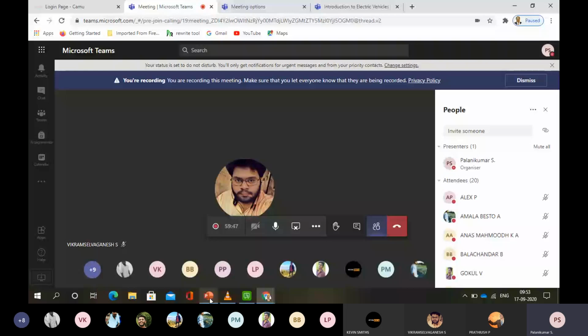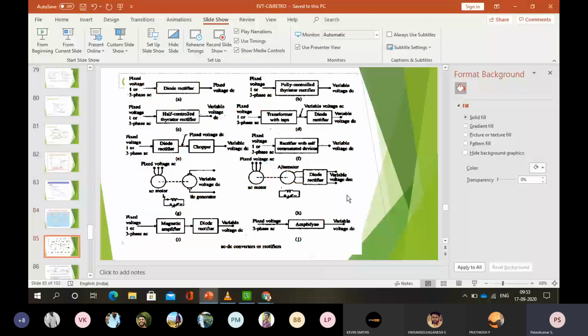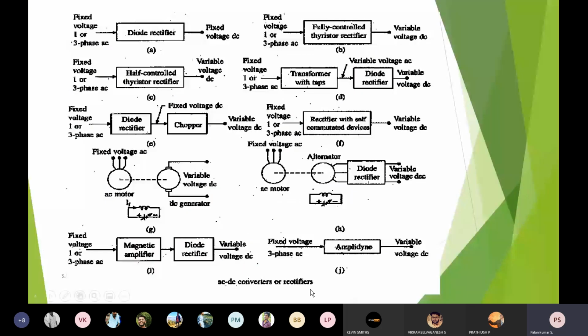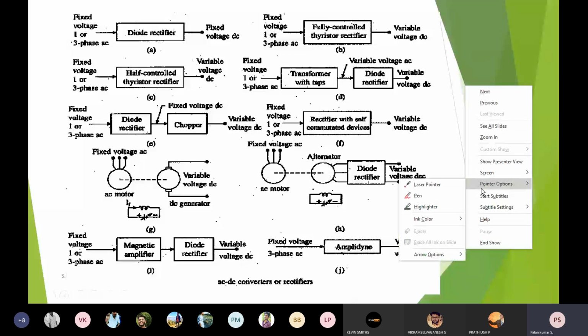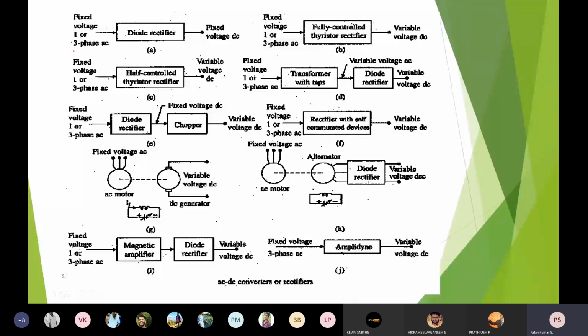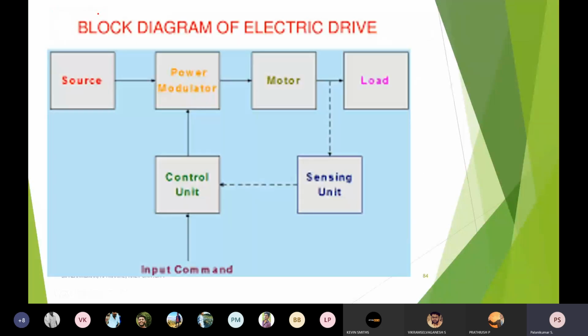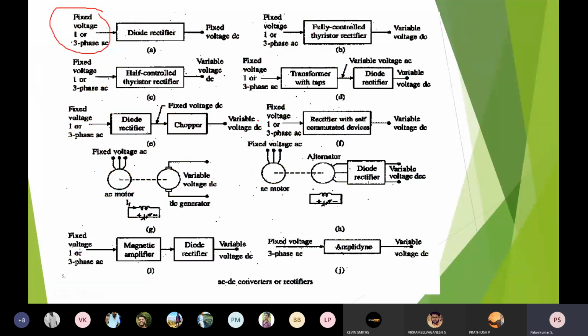So we will go one more slide. This is what I told you, the different types of power modulators. This is exclusively power modulators only. I am going to see the combination of source and power modulator. Here I am giving an energy source which is three-phase AC, but I need a fixed DC as output. So what should my power modulator be? My power modulator should be a diode rectifier.